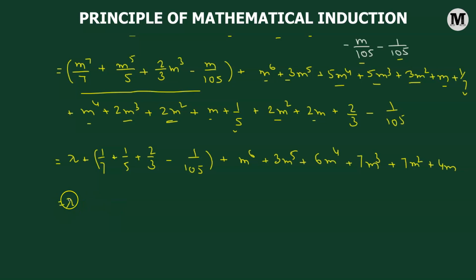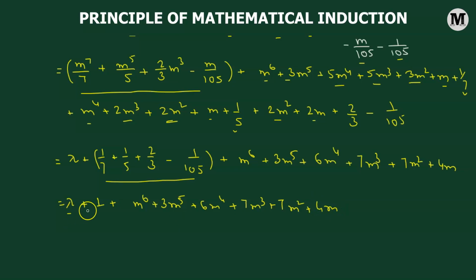Right. So here we have an integer lambda. So when we combine these fractions, we're going to get 1. And then we have the remaining terms, which is m raised to the power of 6 plus 3 times m raised to the power of 5 plus 6 times m raised to the power of 4 plus 7m cubed plus 7m squared plus 4m. Now we have already considered lambda to be an integer. m in this case is a natural number. Now that means that when we take the sum of all of these terms, that's going to give us some integer, which we can denote in terms of beta.